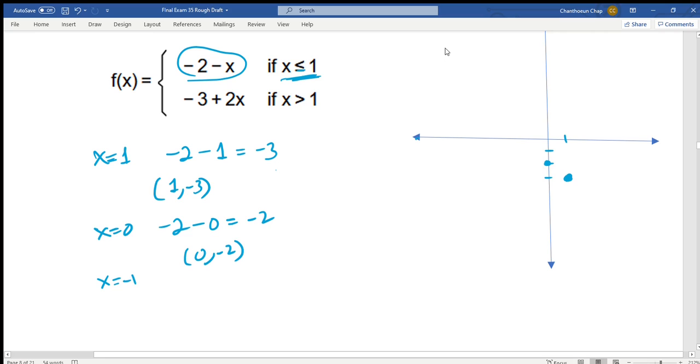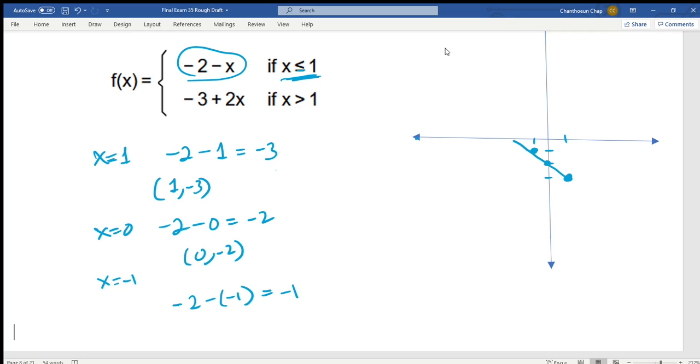For x equals negative 1, we have negative 2 minus a negative 1. This becomes a negative 1. So here is what our graph looks like. It's going to be a line, a general sketch of what our graph looks like. It's part of a line here, and it's going to go straight in this direction. It's going to be a closed circle at this endpoint.